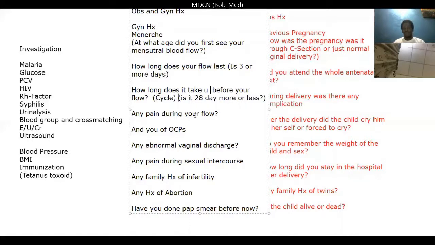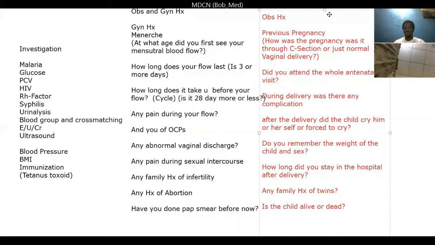So any pain, you want to ask about any pain, dysmenorrhea, any use of OCPs, any abnormal vaginal discharge, any pain during sexual intercourse, dyspareunia. You want to ask about any family history of infertility, any history of abortion, have you done a pap smear? That's it. Then you move to the next one here, which is your obs history.